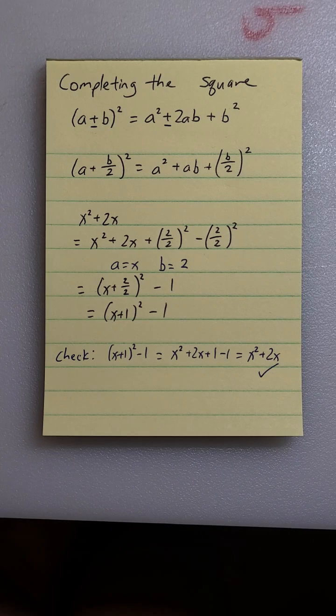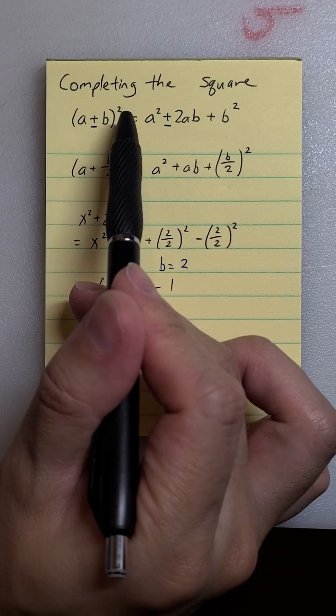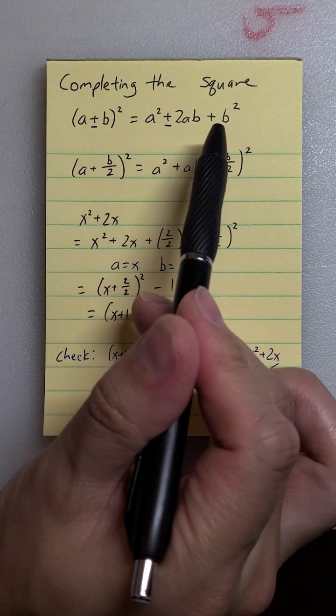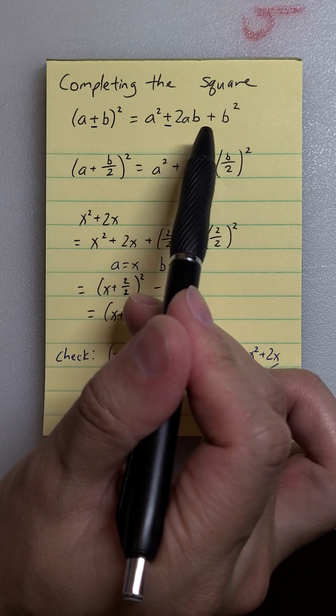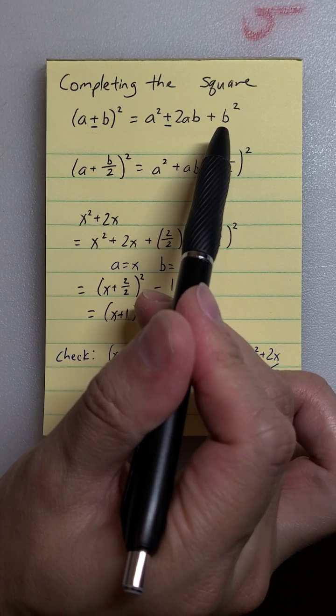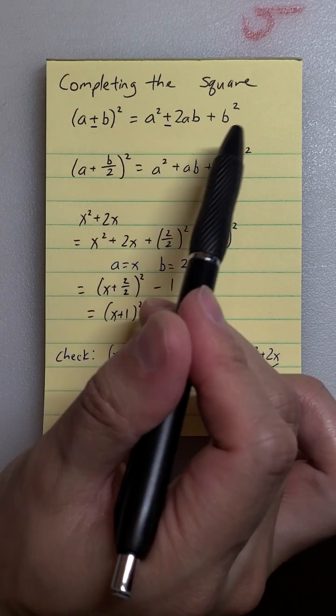So where does completing the square actually come from? Well, we know that (a + b) squared is a squared plus 2ab plus b squared, and (a - b) squared is a squared minus 2ab plus b squared. We know those. Okay?